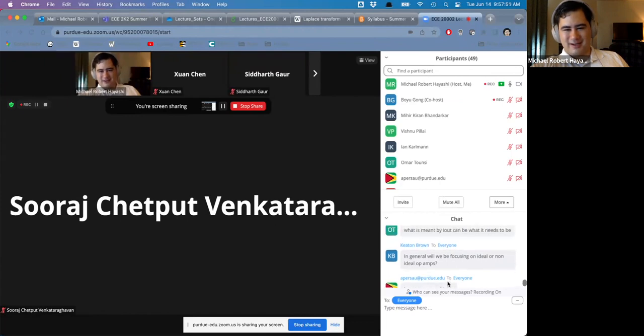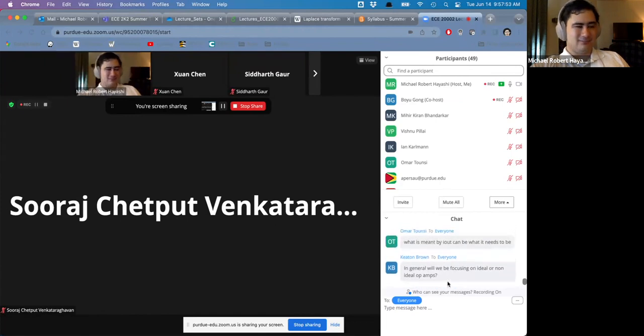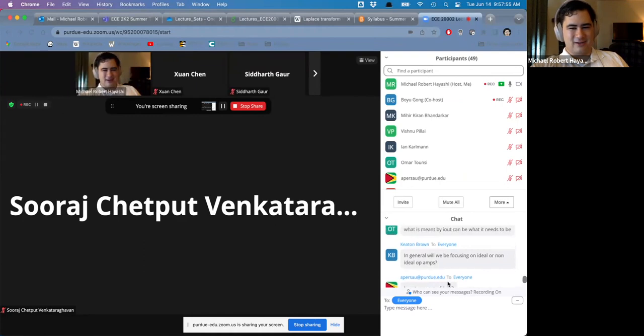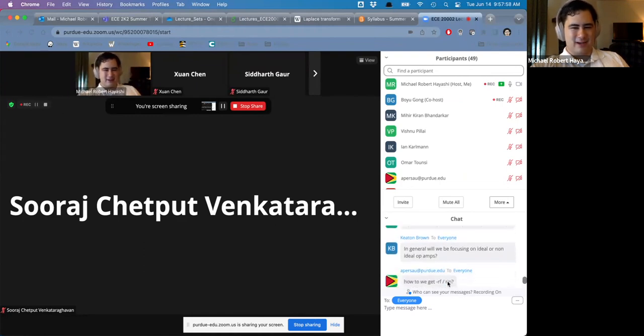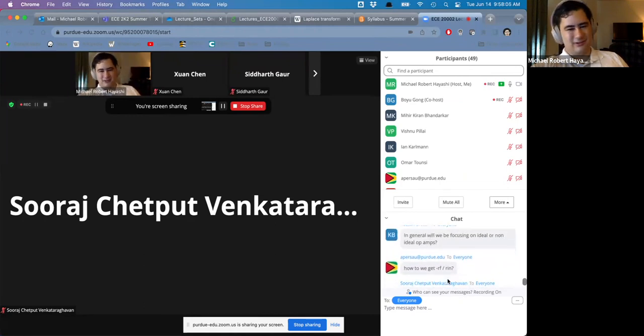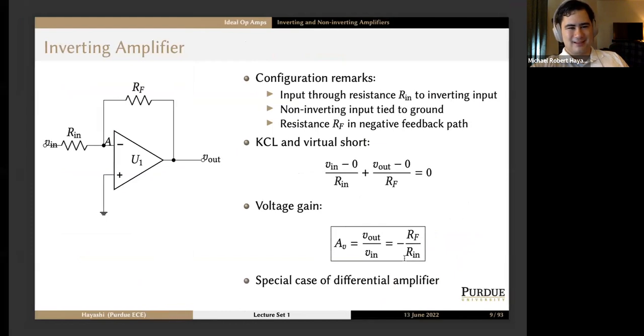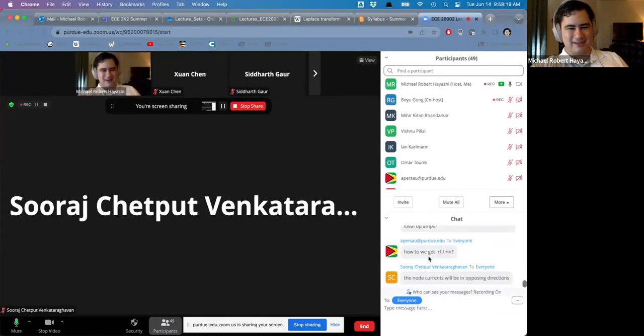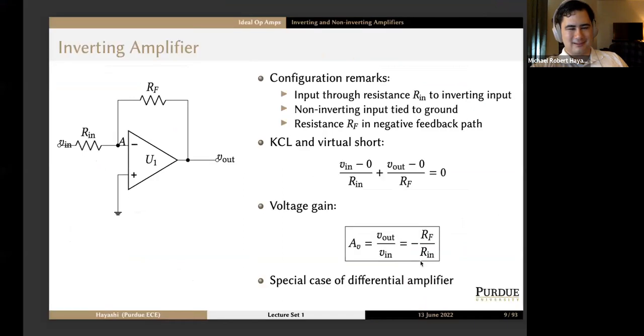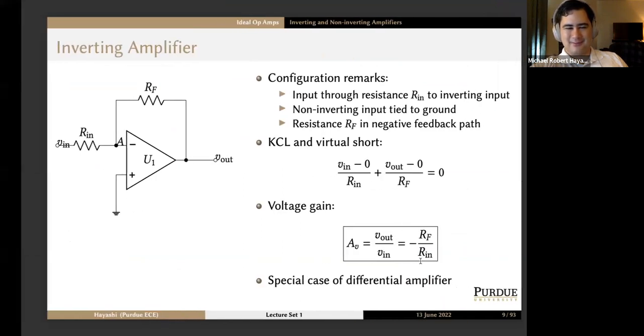In general, we focus on ideal op amps. This is a linear circuits class at heart, and the op amp's only really linear when ideal. We will talk about some of the non-idealities when we get to chapter 7 material, which is at the end of this lecture. How do we get negative Rf over Rn? The node currents will be in opposing directions. That answers why it's negative. Is there anything more specific I can explain for you? I don't actually know your name.